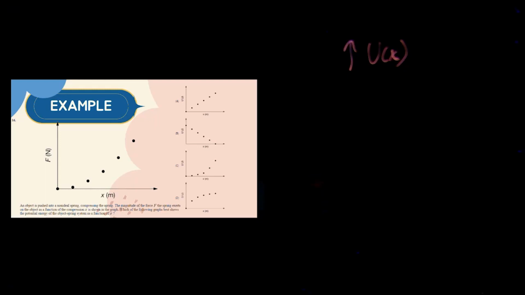So since this potential energy is going to increase as much as your force is going to increase, it's going to look more like the graph that is shown. So the graph shown goes upward sloping, sort of like an exponential. So the only answer that is an exponential is C, and that is the correct answer.